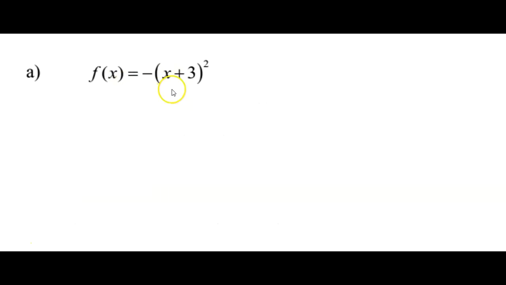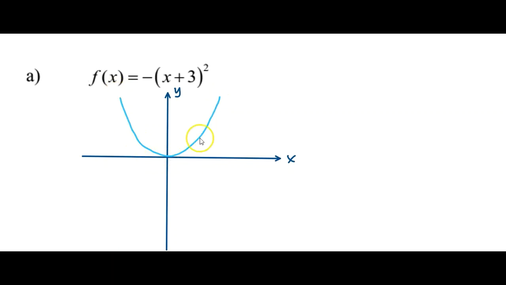For this quadratic function, I can use a transformation method to sketch the graph. I start from my basic graph, that is y equals x squared. This parabolic shape represents y equals x squared. From y equals x squared, I'm going to sketch the graph of y equals (x plus 3) squared, where I move the graph of x squared to the left by 3 units.